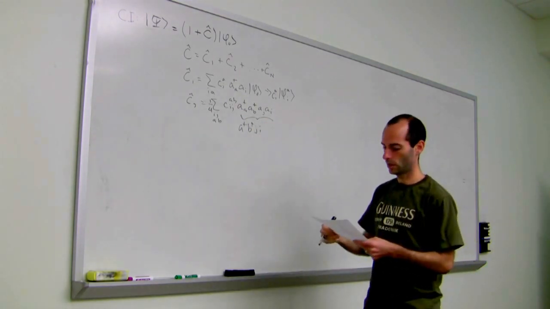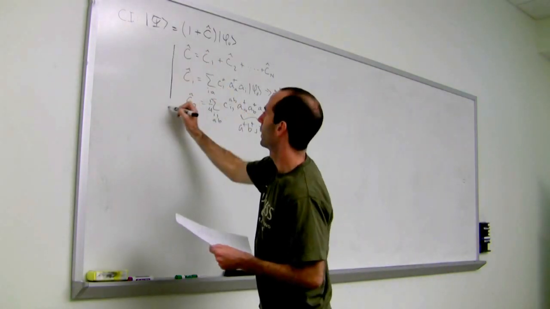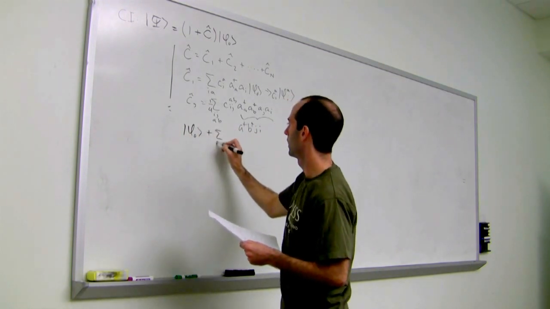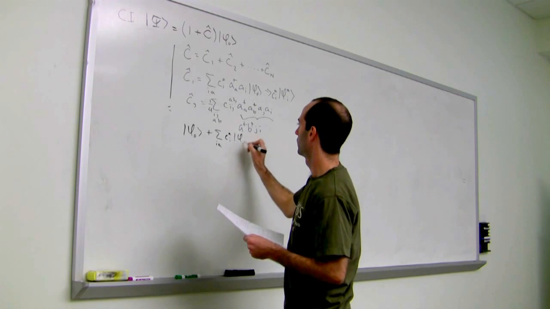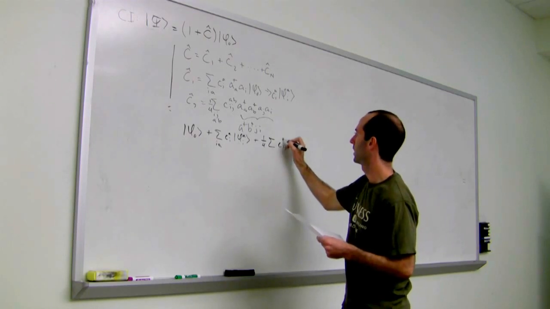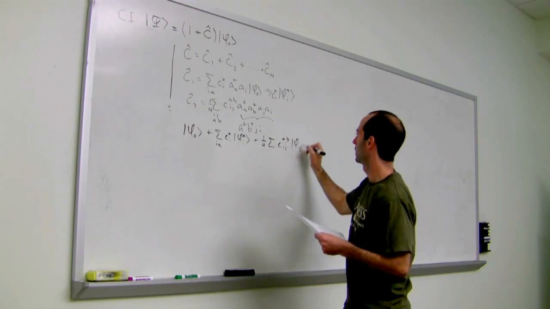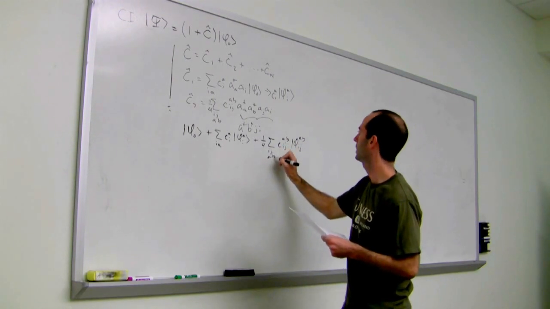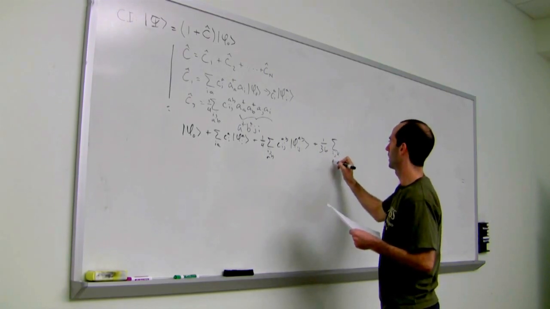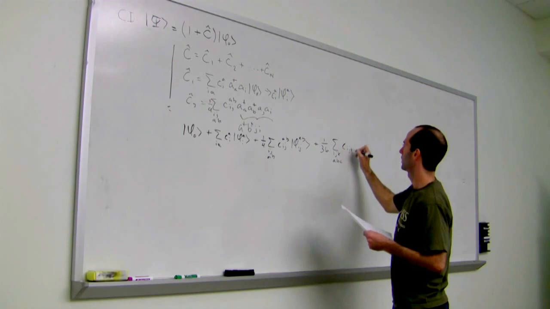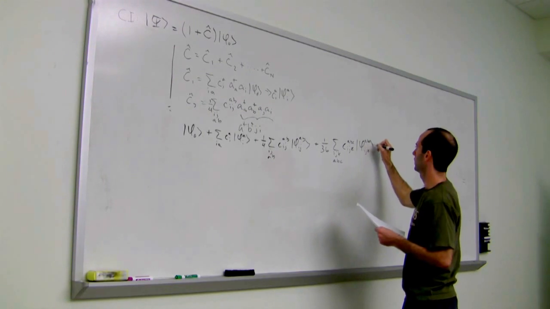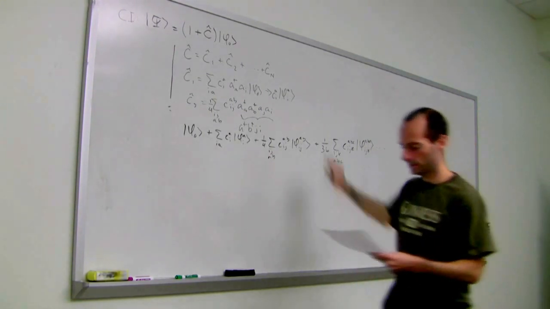Just like before, I'm going to write out what this wave function actually looks like. We have psi 0 plus sum over ia of c_ia times the singly excited function, plus 1/4 sum over ijab of c_ijab times the doubly excited function, plus 1/36 sum over ijkabc of c_ijkabc times this triply excited function. And so on. Okay, CI wave function.